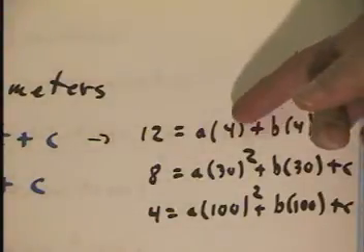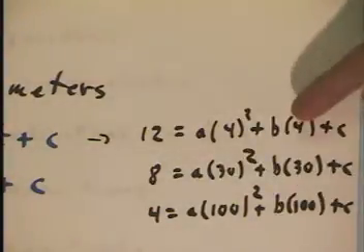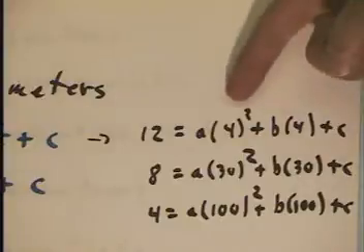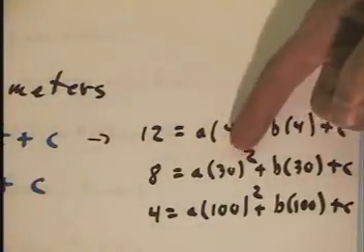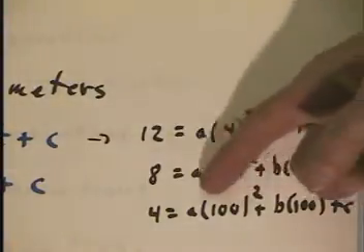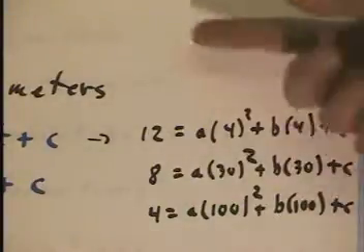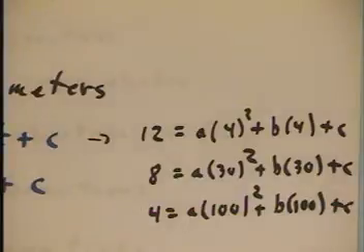So that we plug in the 3 times for t and the 3 depths for y, and we get 3 equations and 3 unknowns. Now we're going to square this. This will give us 16a, and the square of 30 will give us 900a, and the square of 100 will give us 10,000a. We'll have 4b, 30b, 100b. We'll have 3 simultaneous equations and 3 unknowns.